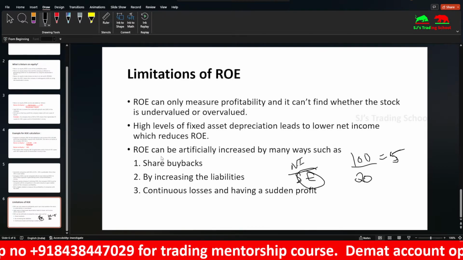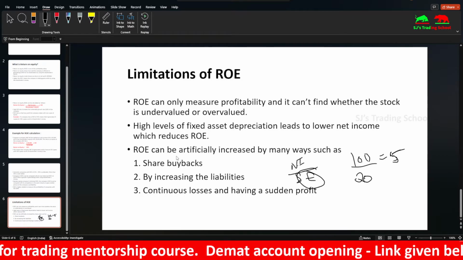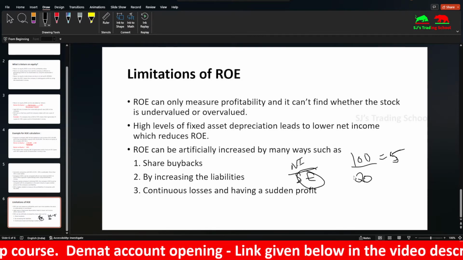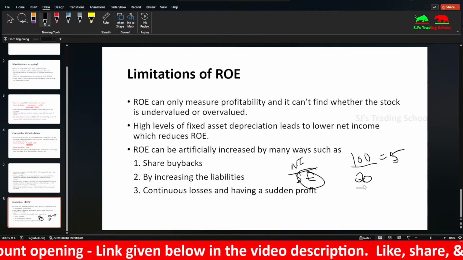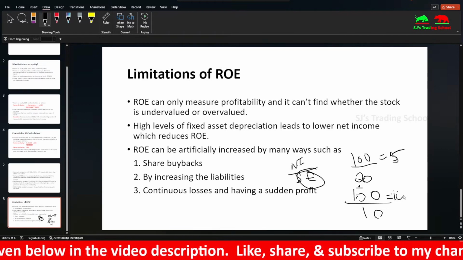But if the company buys back its own shares from the secondary market, it leads to a decrease in the outstanding shares. So the equity shareholders' value will decrease. For example, it is decreasing by around 10. So it comes to an ROE of 10.